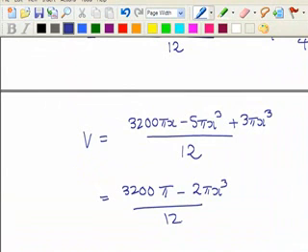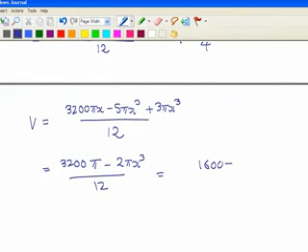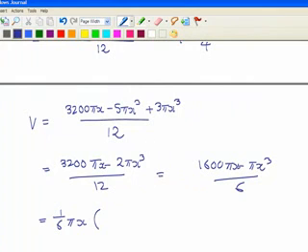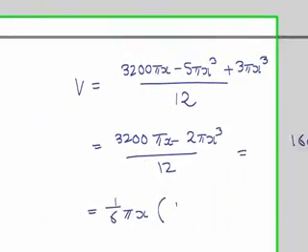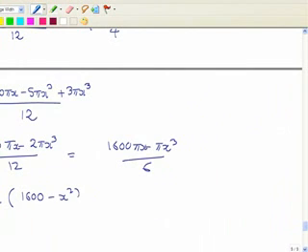Once I reach this step, I think the only thing you really need to do is factor out the 2 from the numerator and then do the cancelling. And just factor out, oh sorry, I missed out x here. Just factor out 1/6 pi x. I will have 1600 minus x squared, and that will give me the expression.